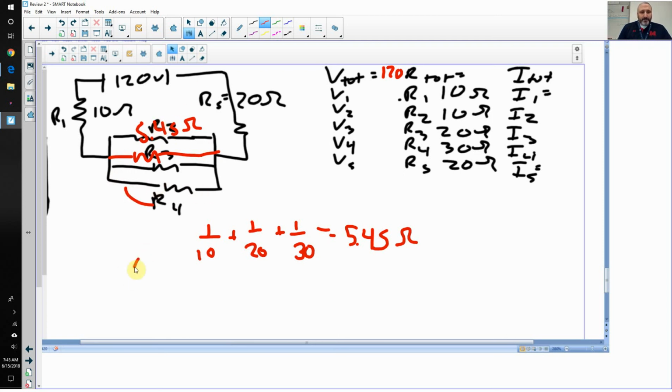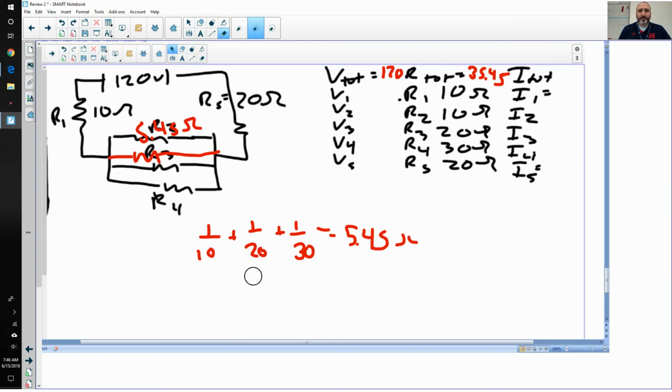You ready for the fun part? We can turn this into a series: 10 plus 5.45 plus 20. So last time I checked, that's 35.45 ohms of resistance for the whole thing. 10 plus 20 is 30, plus 5.45, so 35.45. Now, we are done with that.